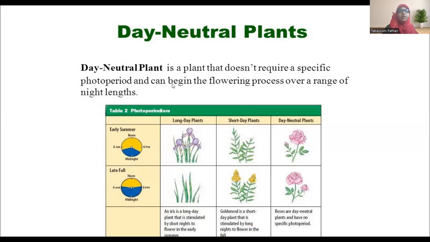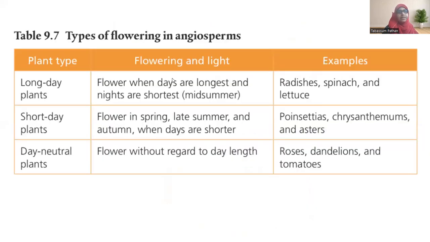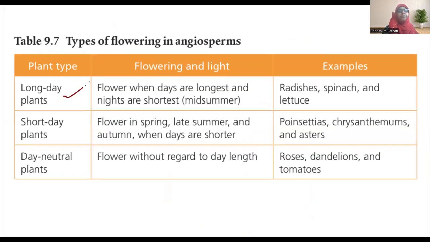This is another table giving you definition and examples. So long day, when days are longest and nights are shortest, then flowering will happen. Examples: radishes, spinach, lettuce. Short day, usually when days are shorter and nights are longer.